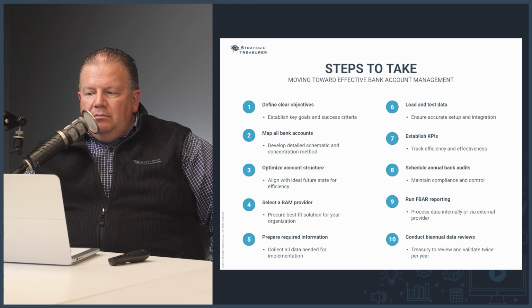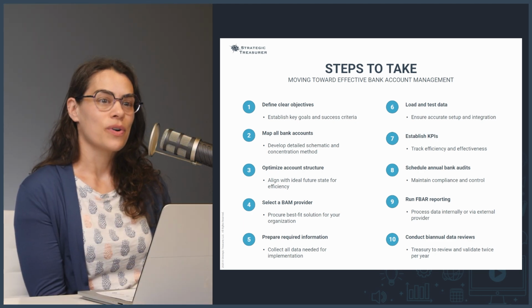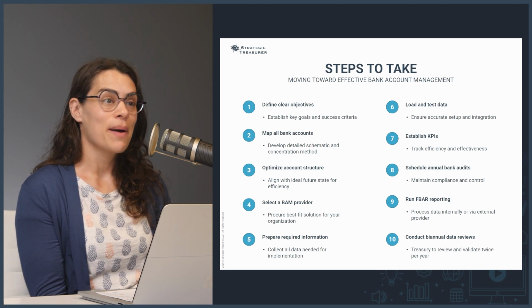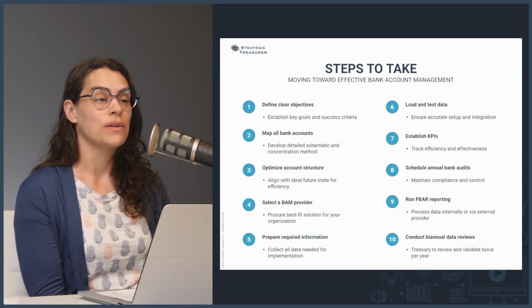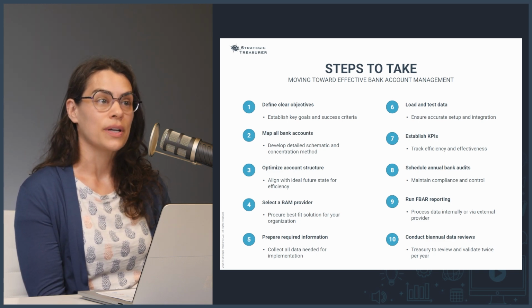Yep. And then that ties right into optimizing the account structure, aligning with your ideal future state for efficiency. You've mapped everything. Are there accounts you don't need? Do you need to move some over to a different vendor to consolidate things? And then having a plan to actually put that optimized account structure into the real world.